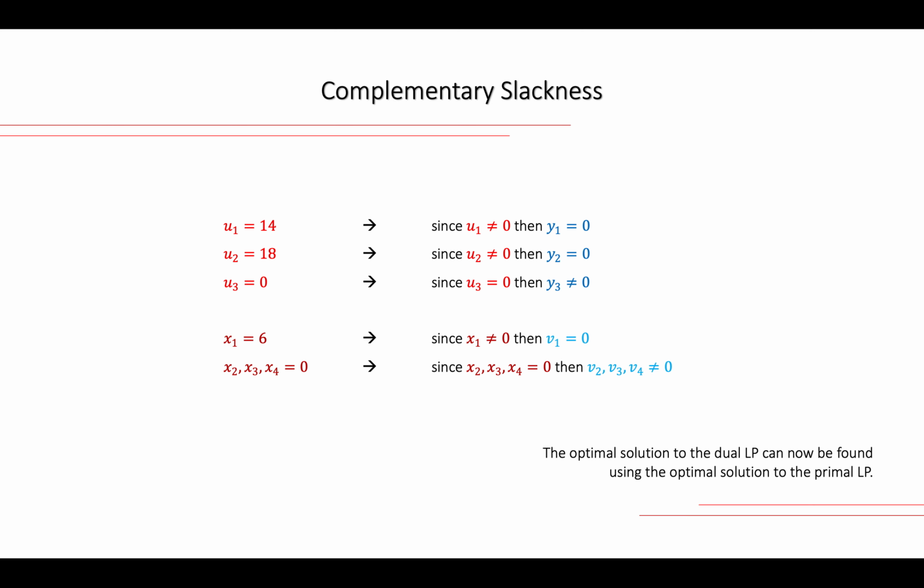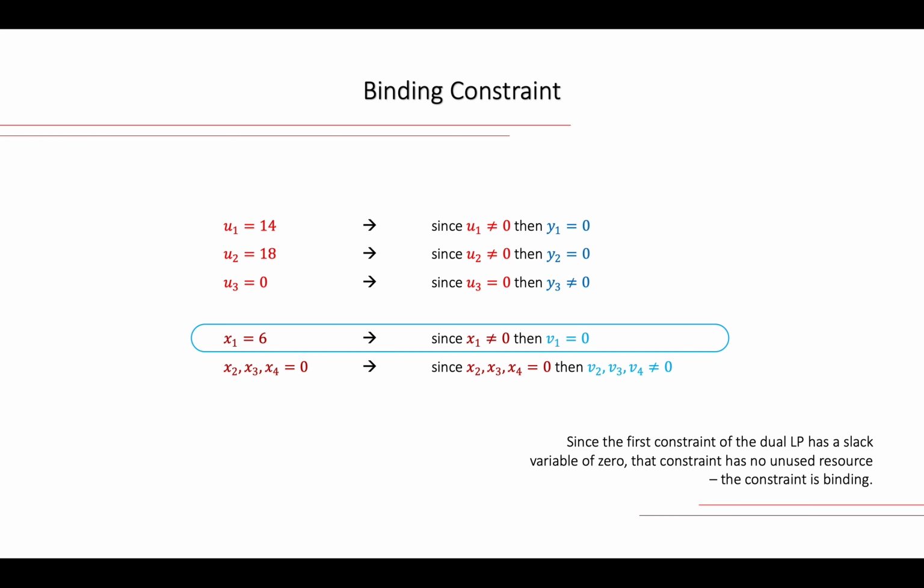We know that both y1 and y2 are equal to 0. But we don't yet know the value of y3. We can use the rest of the information to find it out. So let's look at the primal variables. x2, x3, and x4 are equal to 0, which means that the slack variables of the second, third, and fourth constraints of the dual LP do not equal 0, which means that those constraints are not binding. x1, however, equals 6, which is not 0, so v1, the slack variable of the first constraint of the dual LP, is equal to 0.